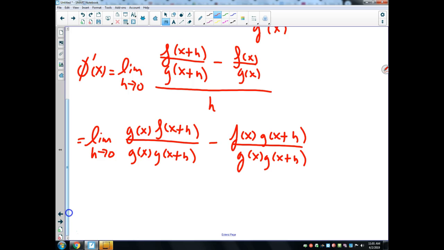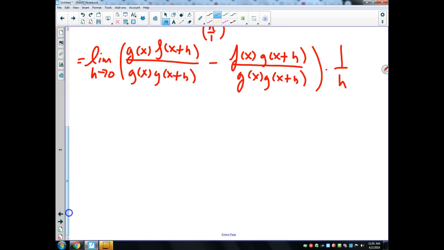Okay, good. Now, don't forget, how do you divide by h? Well, it's really h over 1, so how do you divide by that? You multiply by the reciprocal. So how about we do 2 steps in 1? Can we handle it? Can you handle the math? All right, there you go.